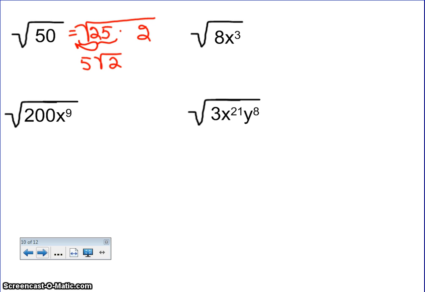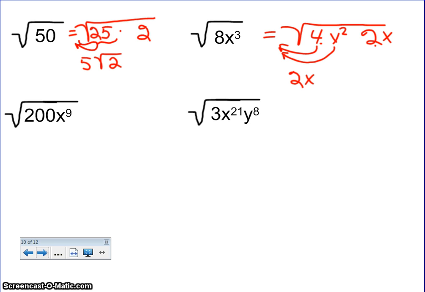Taking a look at this one right here, we do it the same way. The perfect part of 8 is 4 with a 2 left over. 4 times 2 is 8, and we know what the square root of 4 is. For x cubed, x squared is the perfect part, and x is a leftover. We can figure out the square root of x squared, but we've got to leave the extra x left inside. So our answer is going to be 2x, the square root of 4 is 2, the square root of x squared is x, times our square root of 2x left over on the inside.